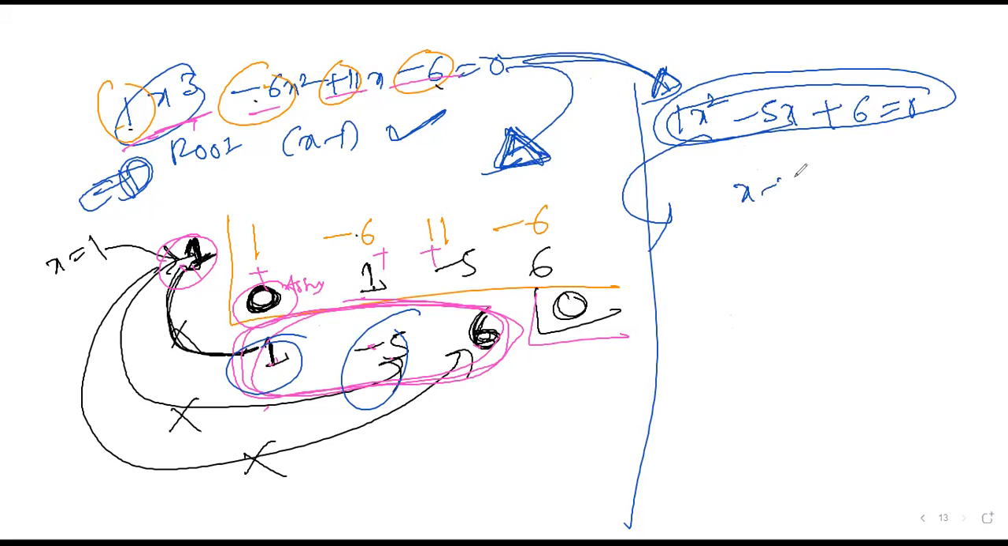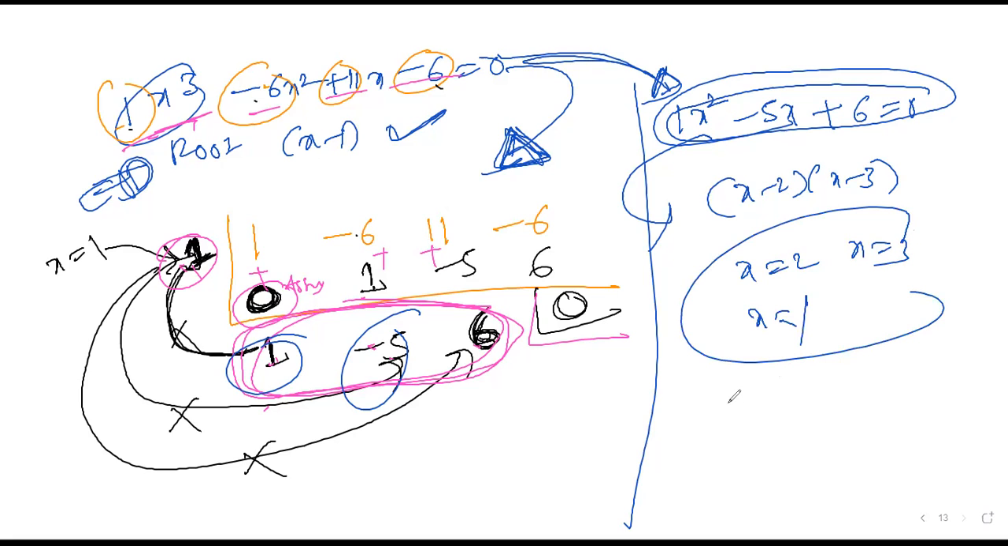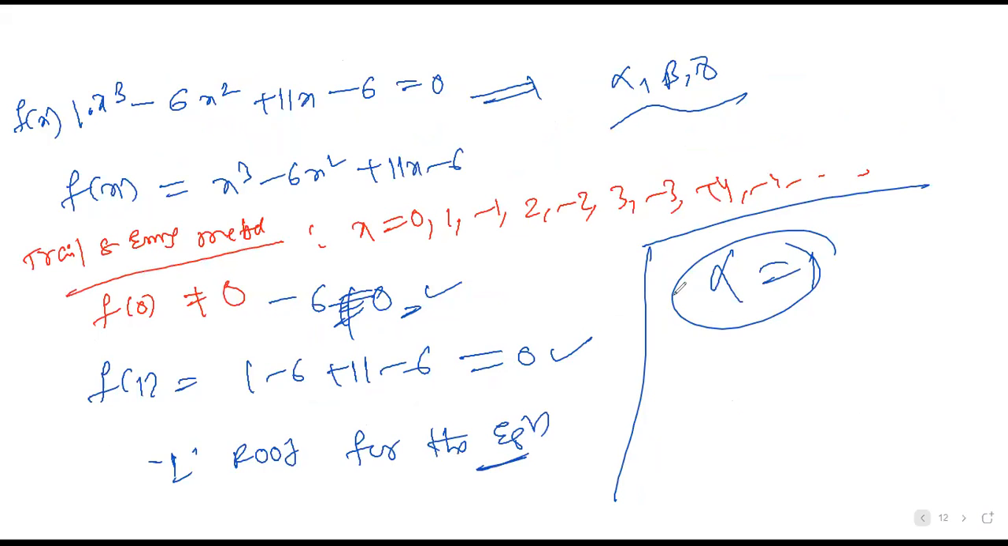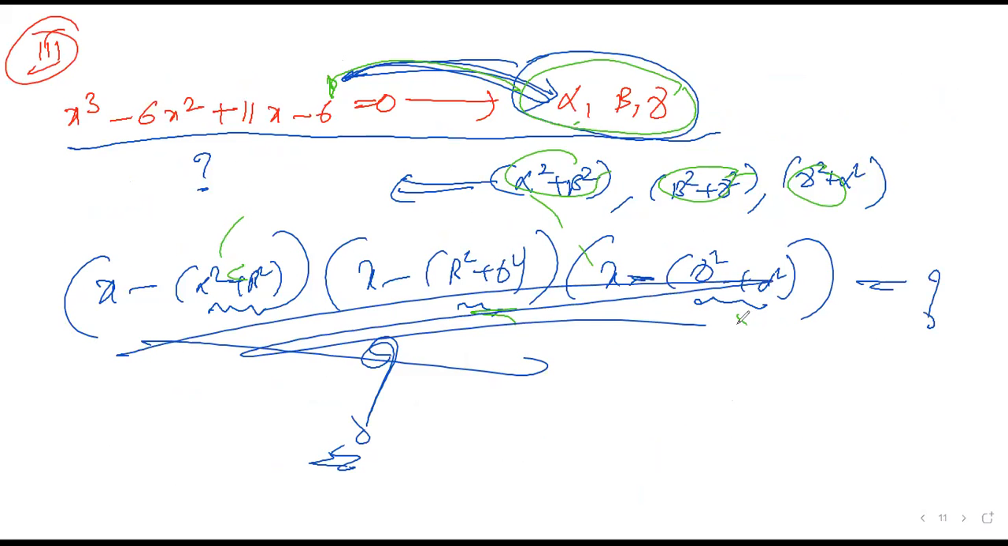Here x minus 2 into x minus 3. We can write x is equal to 2, x is equal to 3. Previously, you know x is equal to 1. From this, you can say alpha is equal to 1, beta is equal to 2, gamma is equal to 3. For these three values, you substitute here, you'll get answers.